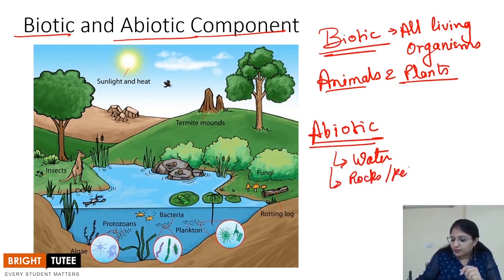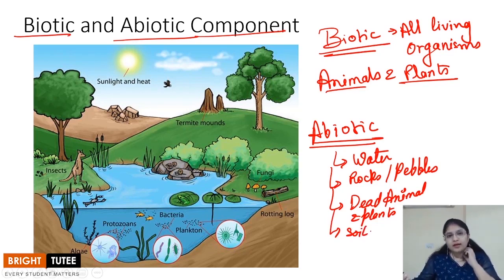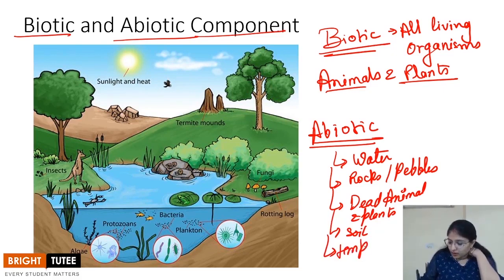Rocks, pebbles. Then we said there were dead animals and plants, right? In a forest area, we find soil. In, say, desert area, we find sand. Then temperature of a particular area. All of these are the abiotic components of a habitat.